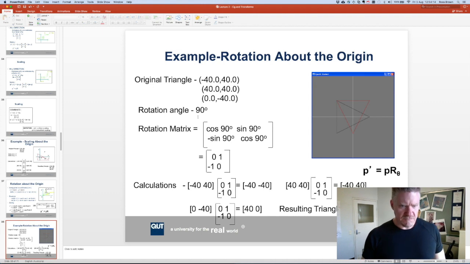So here's an example of rotation around the origin: the original triangle, the rotational angle, and then it's mapped out here. So there's the example there on the screen as an image. I'll leave you to do that. This should be just revision.